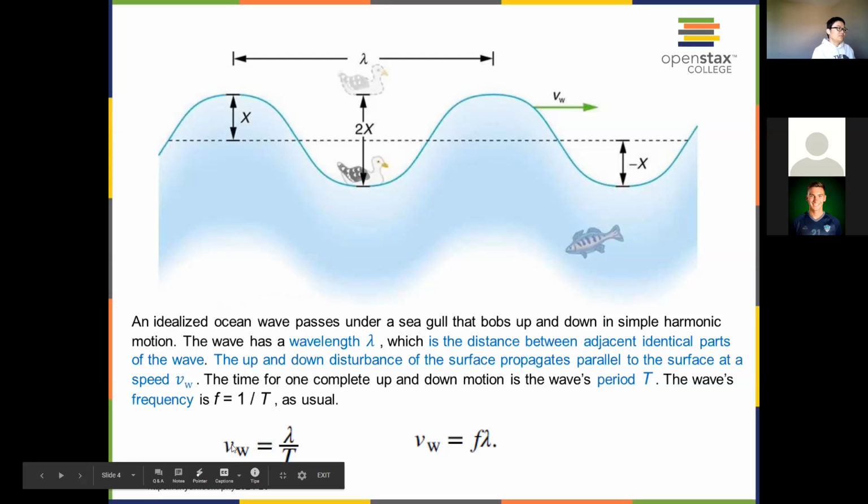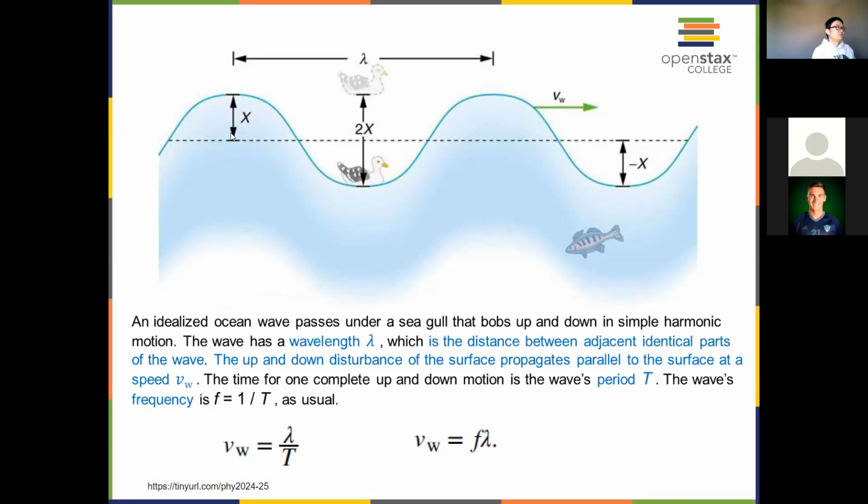So then the velocity of the wave should be equal to the distance traveled in one time period divided by one time period. So lambda over T will give you the velocity of the wave, or the speed of the wave. Or you can express it in terms of frequency times lambda, okay? So either way.